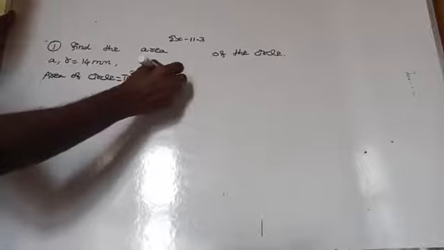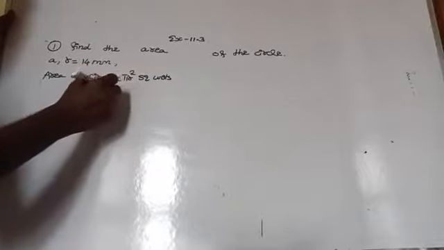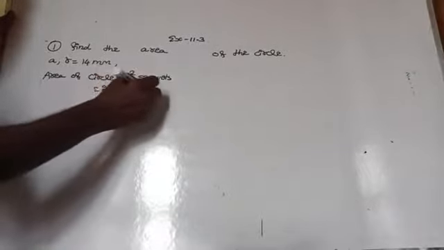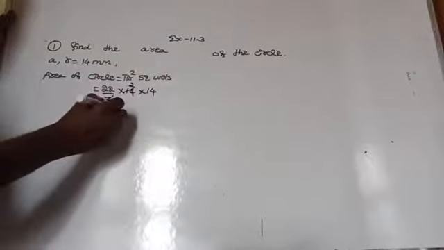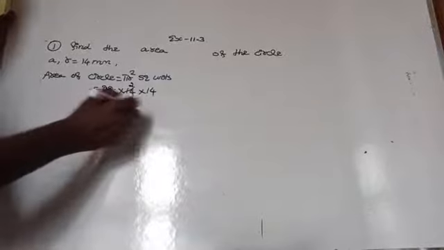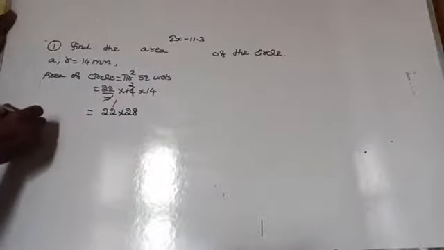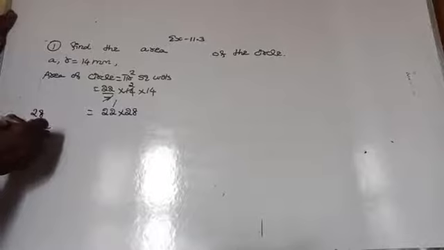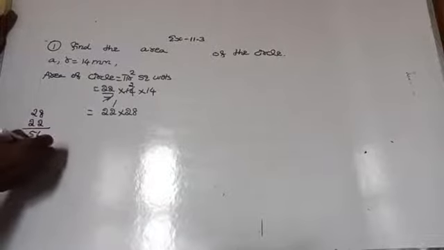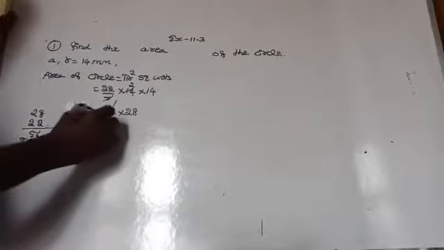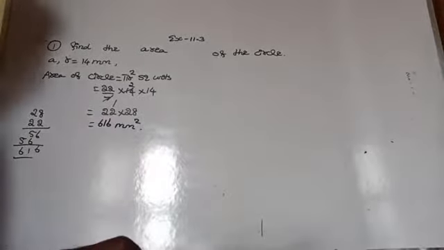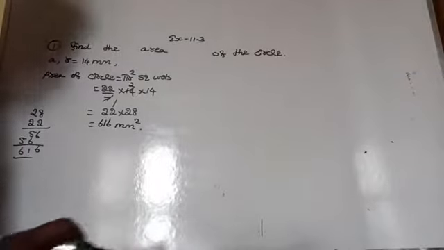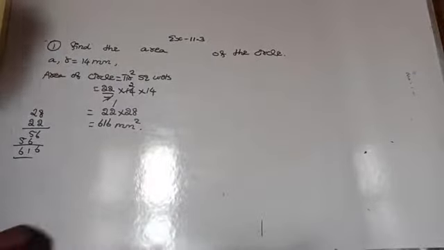So 22 by 7 into radius, which is 14 into 14. 7 2s are 14. 22 into 14, 2s are 28. Am I right? Now 28 into 22. 28 2s are 56. Again 56. So 616 millimeter square, which is the area of the circle whose radius is 14 millimeter. Am I right here? Yes.